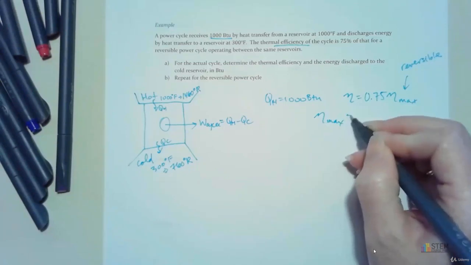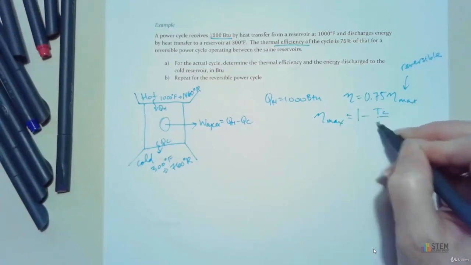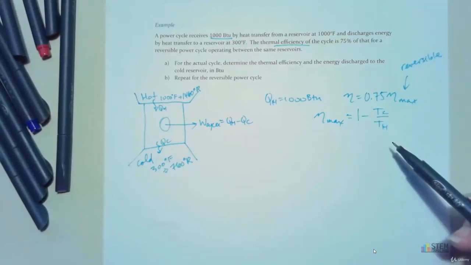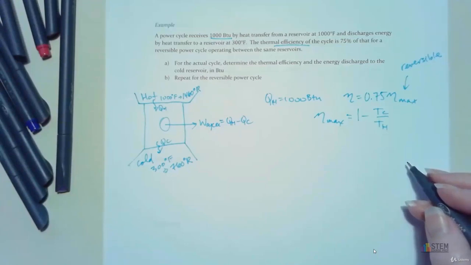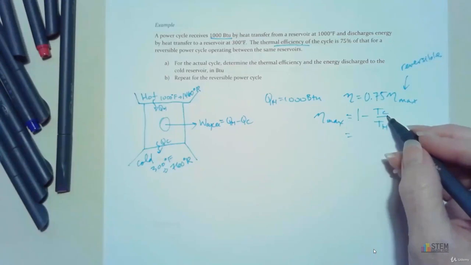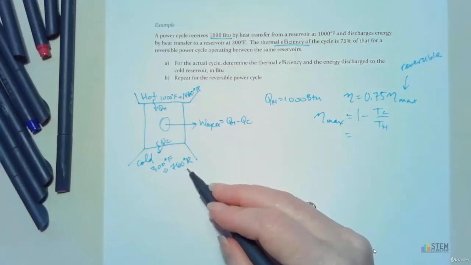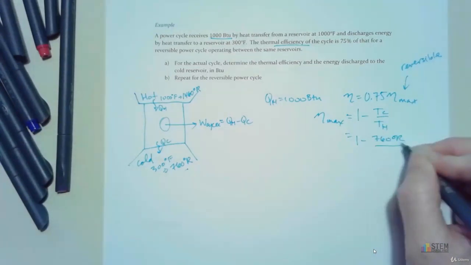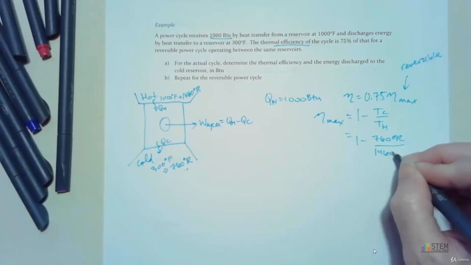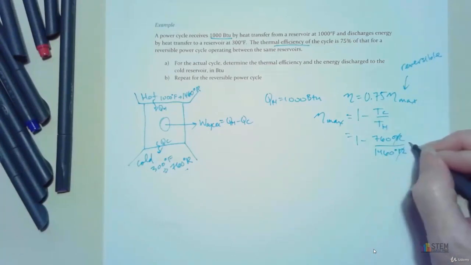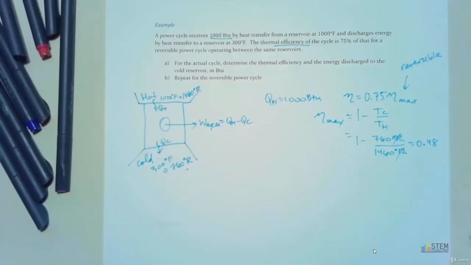Let's look at our equation for that. Remember that eta max equation is going to be 1 minus Tc over Th, because we replace our Q values with the temperatures for the reversible process. Now we can plug in our temperatures. Tc for this one is going to be 760. So we'll have 1 minus 760 degrees Rankine over Th, which is 1460 degrees Rankine. The temperatures go away, and this gives us 0.48. So this is not very efficient. We only got 48% here.